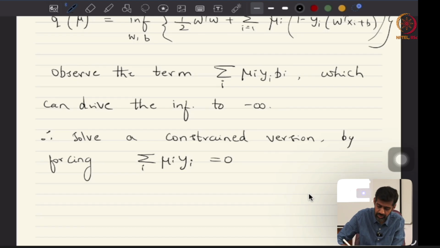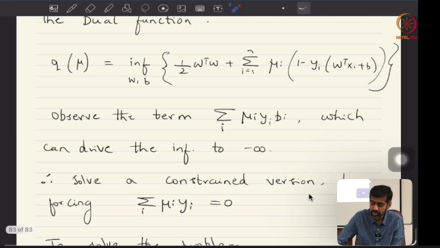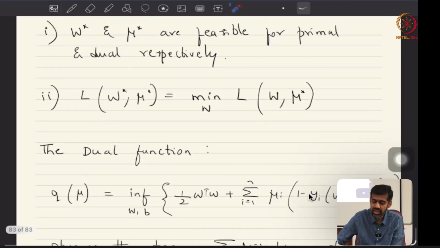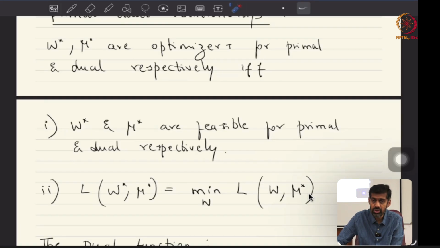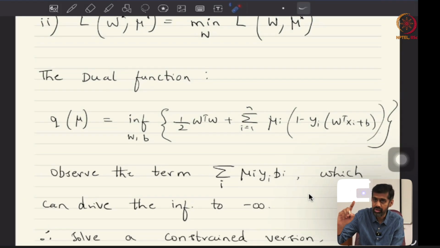So to solve the constrained minimization problem, how do we look at the infimum of a particular function? The infimum or the minimum here is with respect to W and B. From the duality property, if W star and mu star are feasible for primal and dual respectively, we know that the optimizers for both of these problems are the same, which means that this q mu will attain the infimum at w equal to w star, where w star is the optimal for the primal problem, correct.